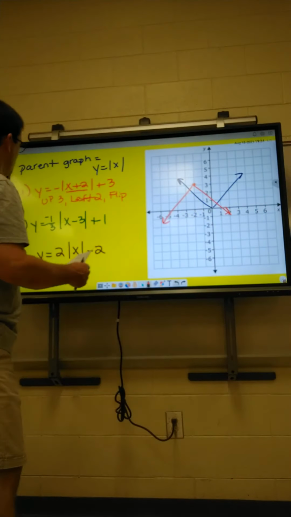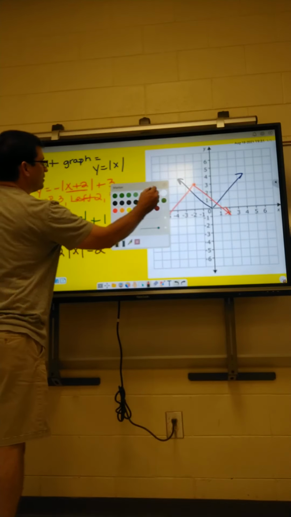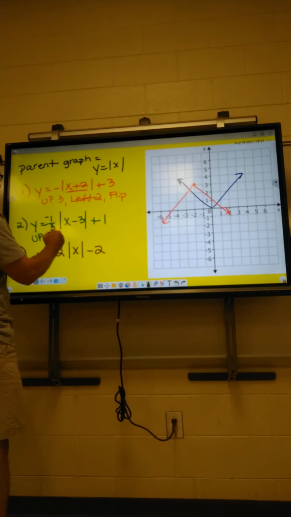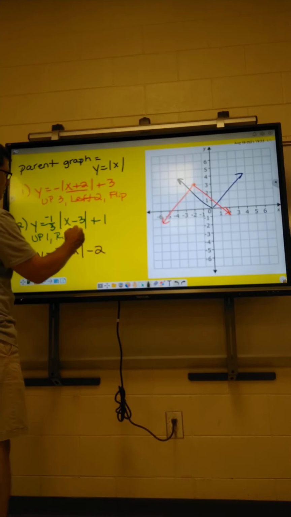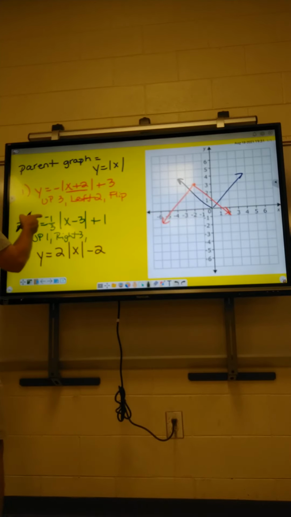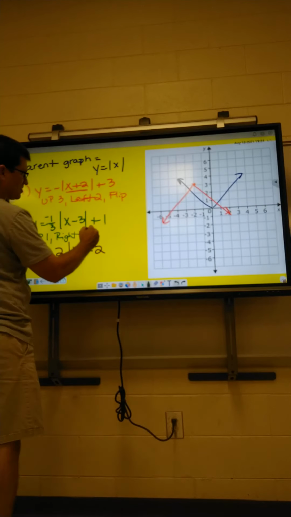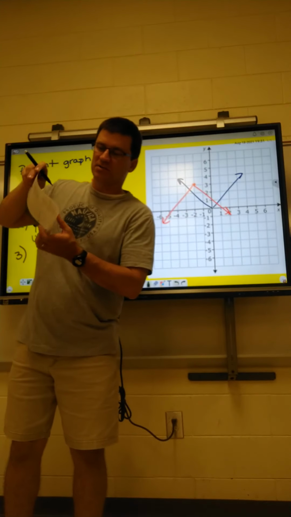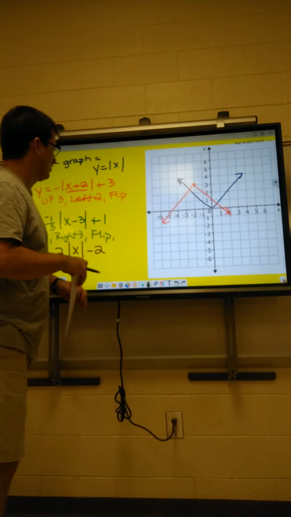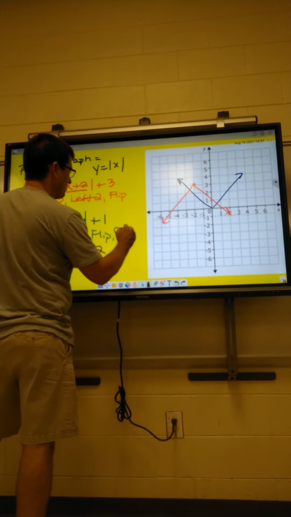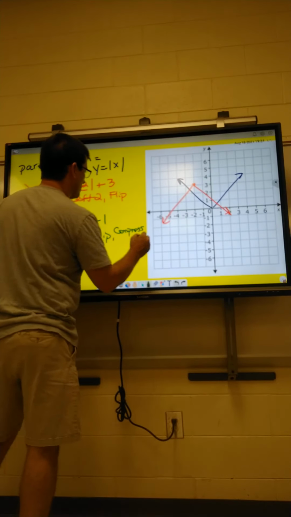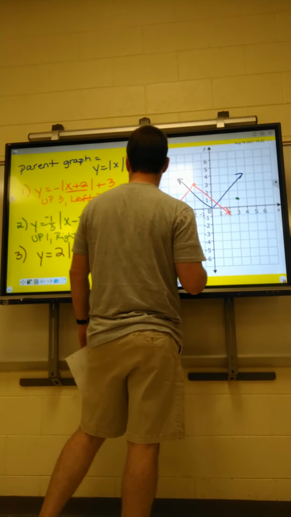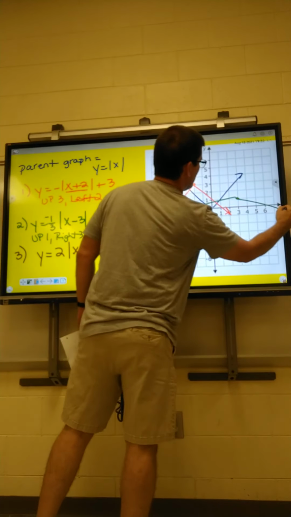All right, next, 2. Start in the back again. So up 1, right 3. Now it's got a minus and a fraction. All right, well the minus makes it flip, and the fraction, remember, makes it compress. And when it compresses, it gets fatter. All right, so up 1, right 3. Got to flip it and compress it, so it's got to be really wide.